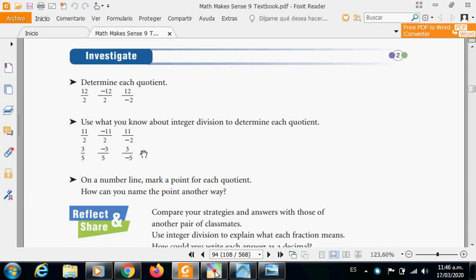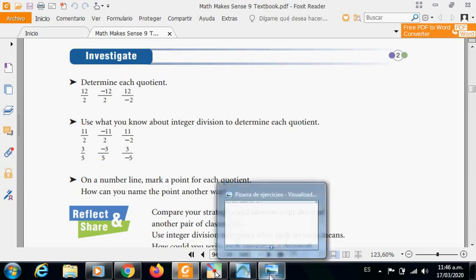Let's remember that every fraction is also a division, so we are going to divide all of them, right? Recuerden, chicos, que toda fracción también es una división. Cuando nos preguntan por el cociente, quotient, nos están diciendo que debemos dividir esto. Una vez que hayamos dividido, vamos a representar todos los números en la recta numérica. So, let's start with this.